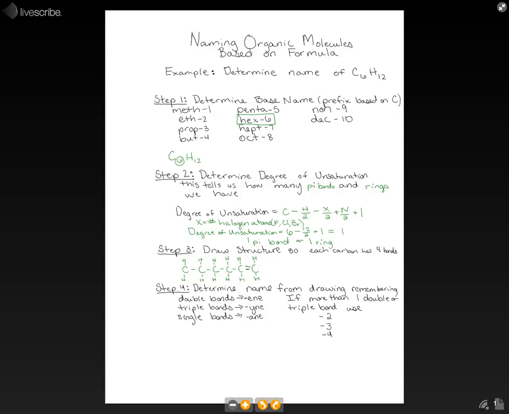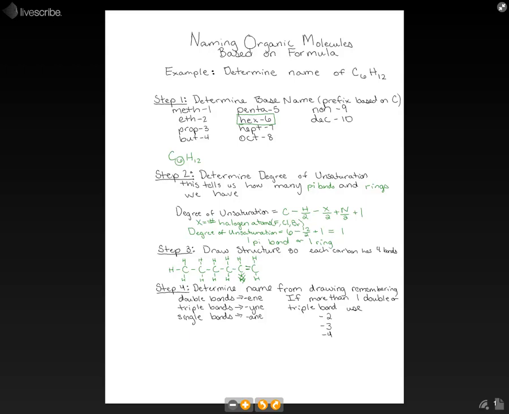Oh, okay, one mistake here. This is why it's good to draw it out, because then you can catch yourself. We can see here that we do have 12 hydrogen and we have 6 carbon, and it works out so that all the carbons have 4 bonds around them, which is their stable state. Now that we have the structure, we can determine the name from that.